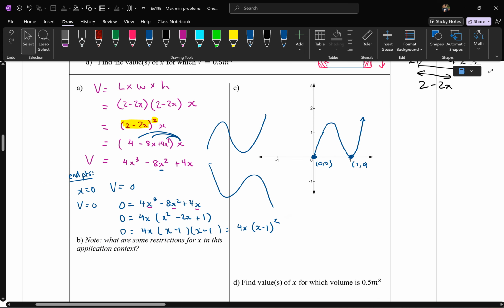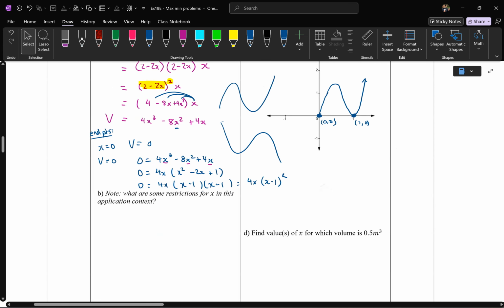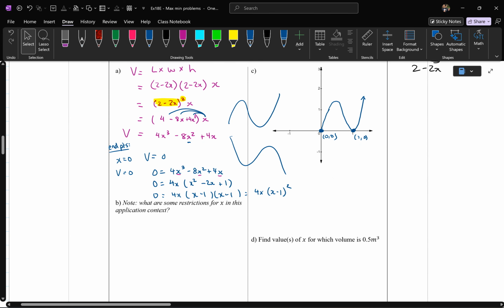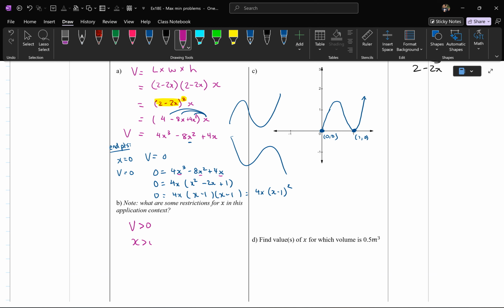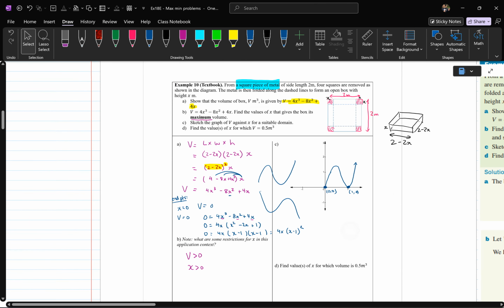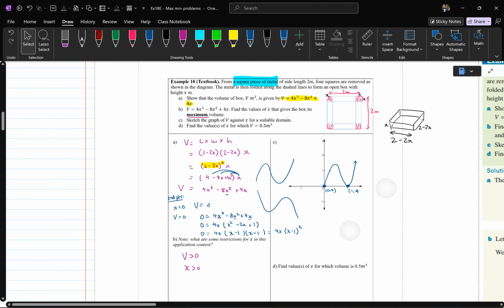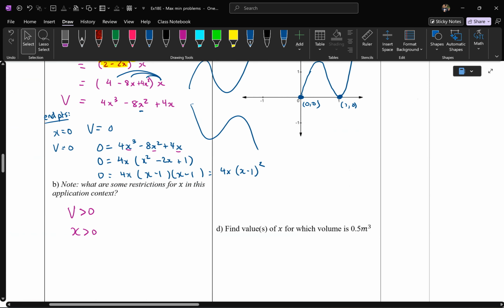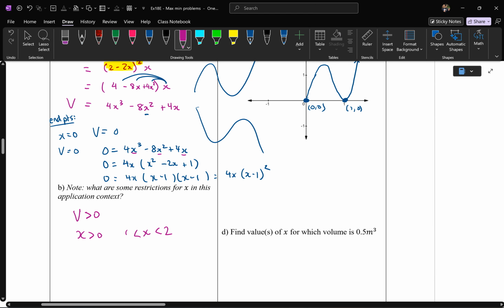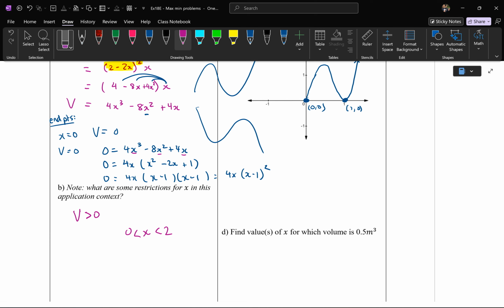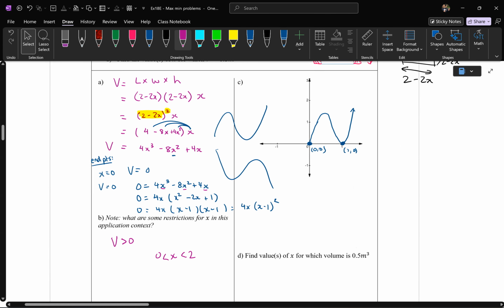and then you sketch it. So what are some restrictions for x in this application context? Well, we knew volume had to be greater than 0. X had to be greater than 0, but there was a restriction to it. We knew that the restriction was 2 minus x, so x has to be less than 2 as well. What else is there? Was there anything else to do there?